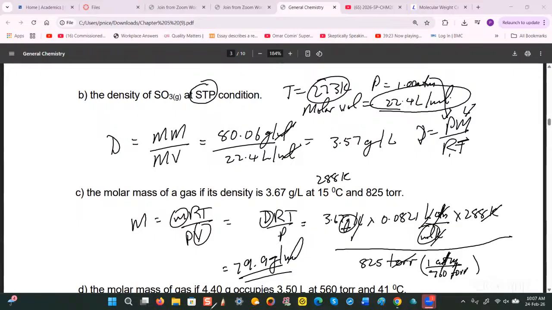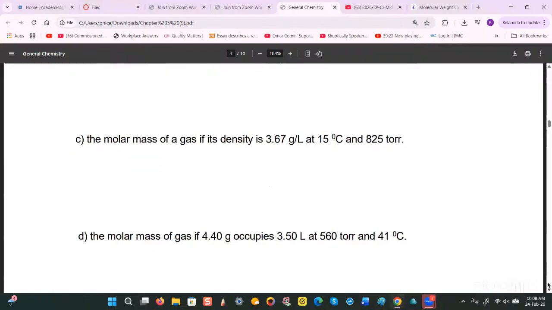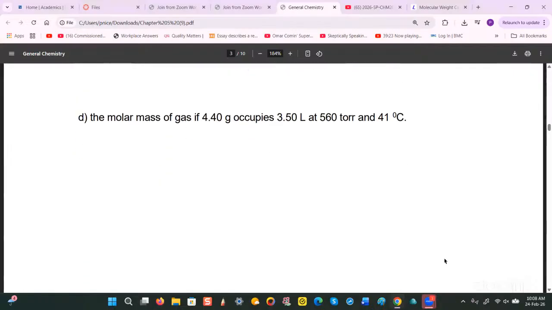Okay, any questions about this? Any questions? All right, let me clear this here. Scroll down to D. So D is asking for the molar mass. We're going to use the same equation I showed you earlier. They gave you the mass in grams, the volume, the pressure, and the temperature, right? So the equation that we're going to use is the same equation. Molar mass is equal to MRT over PV, all right?